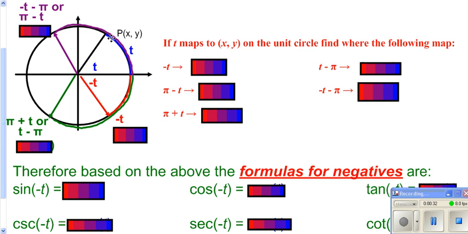So, what happens if we have any of these other situations? Instead of going counterclockwise t, let's go clockwise t, which would be our negative t. Our negative t is going to be the same distance to the right, but instead of going up, you're going down. So we get the point x comma negative y.